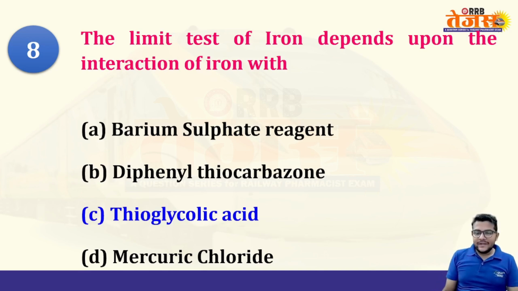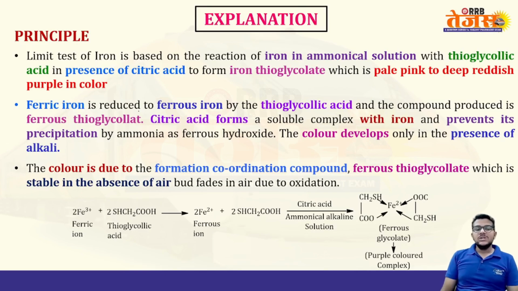Next we have your iron limit test. Basically, it depends on the interaction of iron with thioglycolic acid. The limit test of iron is based on the reaction of iron in ammoniacal solution with thioglycolic acid in the presence of citric acid to form iron thioglycolate, which is pale pink to deep reddish purple in color. Ferric iron is reduced to ferrous iron by thioglycolic acid, and the compound produced is ferrous thioglycolate.